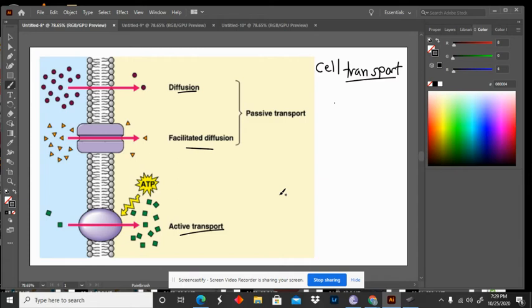So this is the first time I'm using this pen, so hopefully I know how to use it. So excuse the mistakes, but hopefully I'll get better at this.